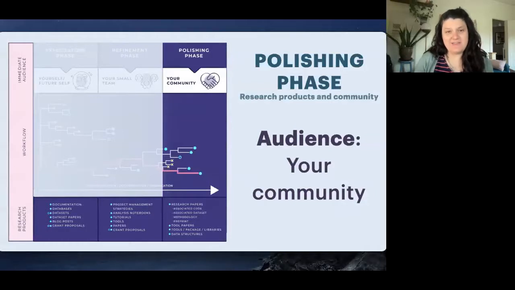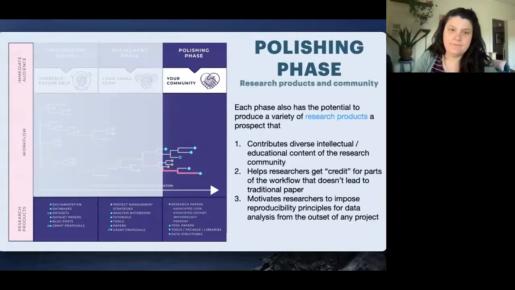And then the polishing phase is your community. Again, this is different with every project. This is where you want to show any products that reach beyond that conversation level. And this is a really key phase because every phase has the potential to reach and produce a research product. And so research products, I don't know if you can see in the bottom here, are a whole spectrum that can come at any level during this workflow.